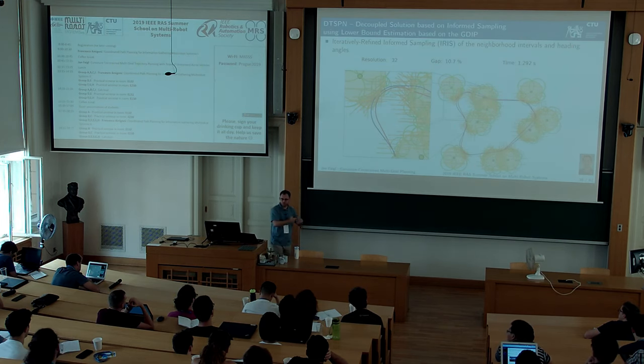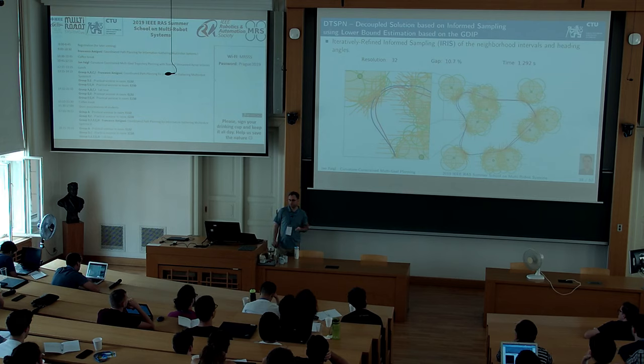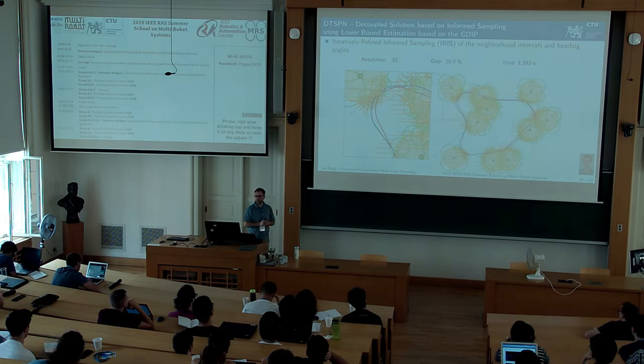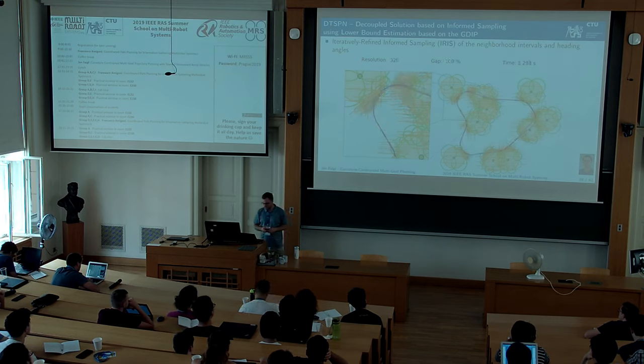Without this, you cannot say anything. Maybe it looks like it should be optimal. Yes, this is the relative gap to the optimal. But the important point is that for a given sequence, we are not optimizing the sequence here, but it's still the lower bound. It's a valid lower bound of our original DTSPN problem.